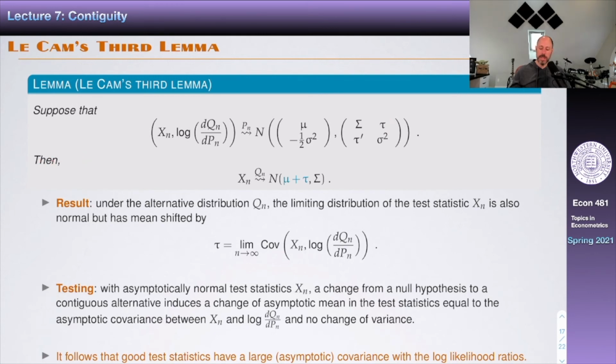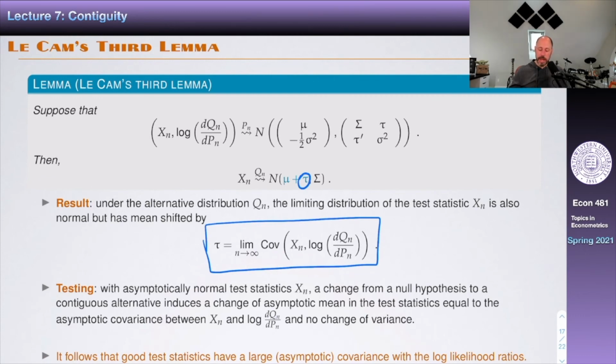Good. Then the behavior of this test statistic under Qn is also a normal with the same variance and a mean that is just mu plus tau. Voila. This is just fantastic. It tells you that if you have this setting, the only thing you need to know to understand the behavior of your test statistic, estimator, whatever it is, under the alternative sequence is tau. And tau is the limiting covariance between the test statistic and the likelihood ratio. That's all you need. You can just derive the behavior under the alternative. It's just a simple covariance.